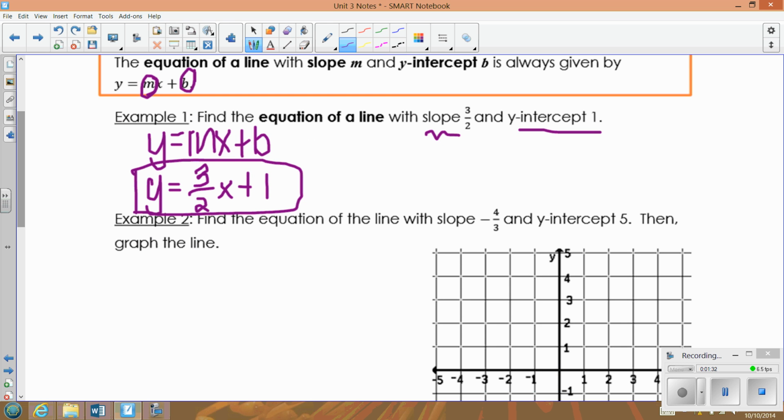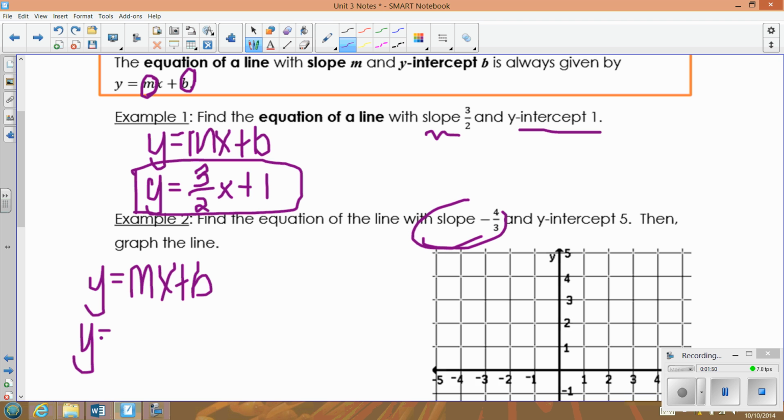First thing for this one says find the equation of the line with the slope -4/3 and a y-intercept of 5. Then we're going to use that information to graph the line. So first thing is we're going to use y equals mx plus b to do this. I'm going to plug in the slope. So this is the m value. So -4/3 x plus my b value, which is the y-intercept. So it's a +5, so it's going to be a +5 at the end.